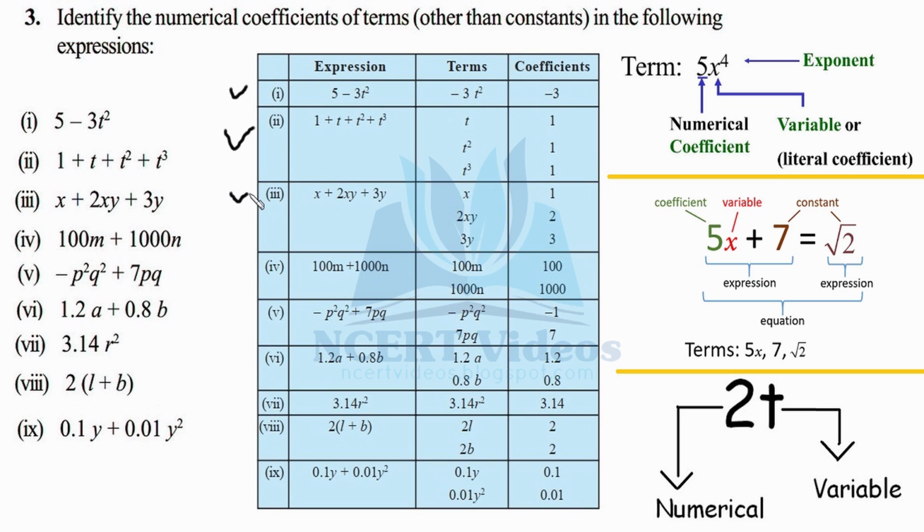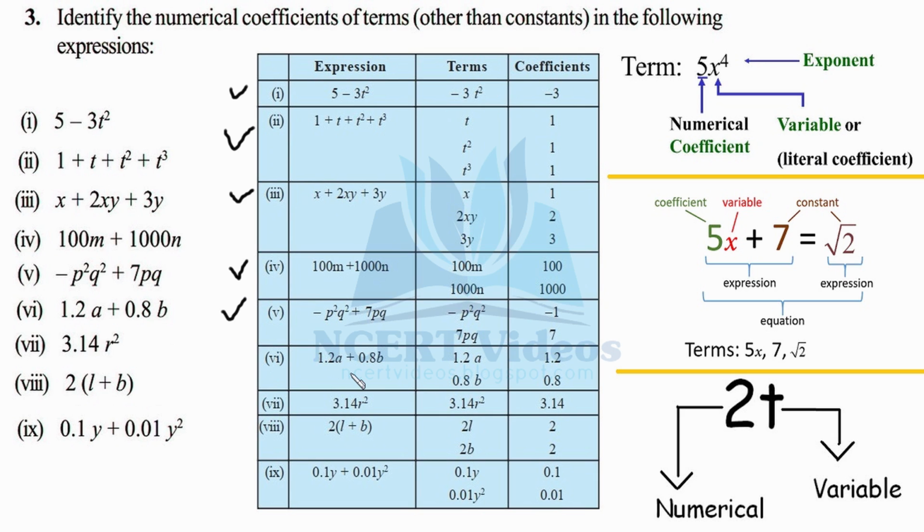That is third. Fourth, 100m plus 1000n. So we have to write both because we have terms which contain both numerals as well as literals. So these are literals, although they are both coefficients. So 100m and 1000n, and numerical coefficients are 100 here, 1000 here. That's fourth. Fifth, here we will consider both again. So minus p square q square and 7pq. Now here nothing written means minus 1, and here we have 7 as the numerical coefficient.